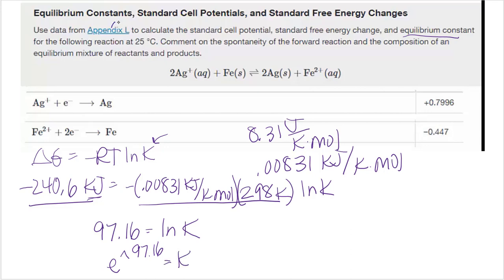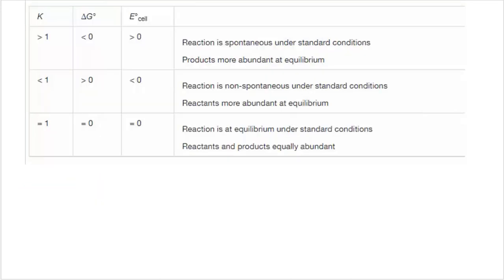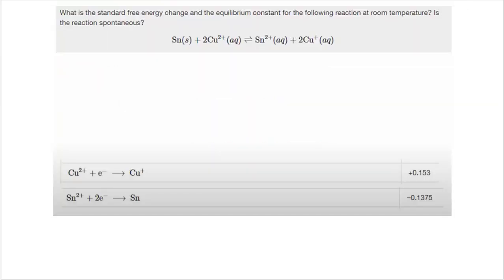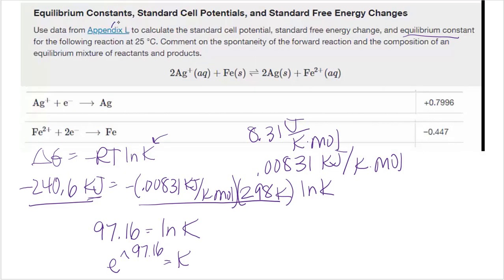And it should be a very large number. Remember, looking back here, for it to be spontaneous, we need K to be greater than 1. So I should get, second function, e to the 97.16, and oh yes, it's a big number. I got 1.57 times 10 to the 42nd for our equilibrium constant.